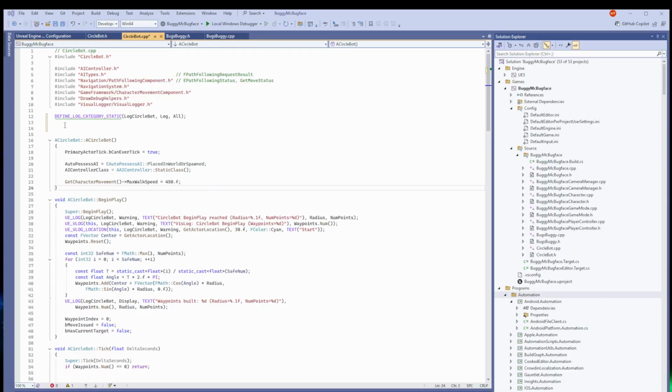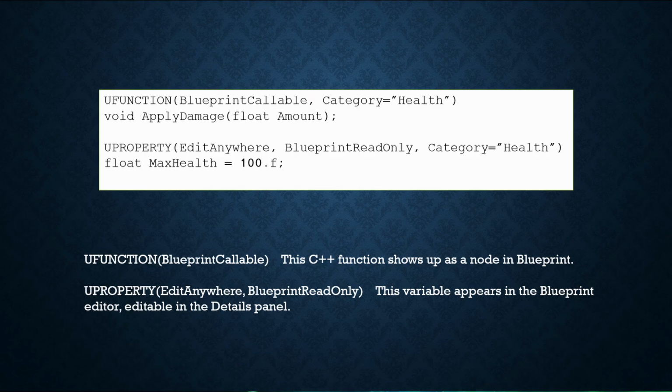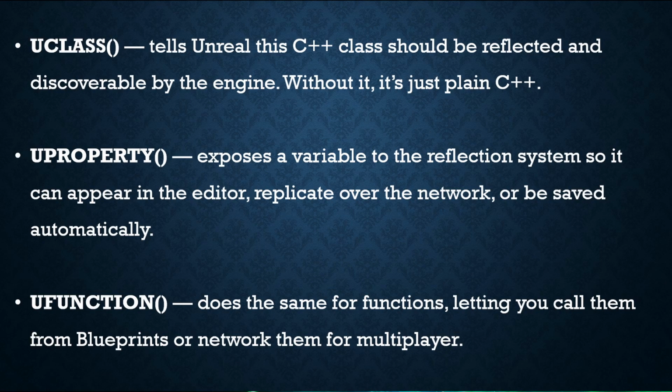In plain C++, a macro is just a text replacement, like define PI as 3.14159. But Unreal uses macros for a much bigger purpose. They mark up your classes so that the Unreal Header Tool knows what to reflect, what needs to be visible to the engine. So macros don't change how C++ compiles, but they tell Unreal how to generate metadata about your code. There are 3 core macros you'll see constantly in your code: UCLASS, UPROPERTY, and UFUNCTION.